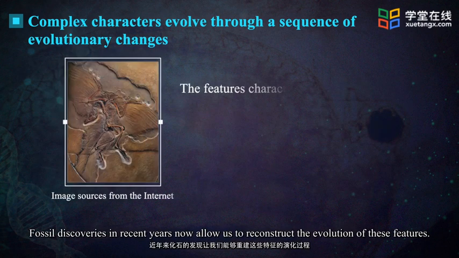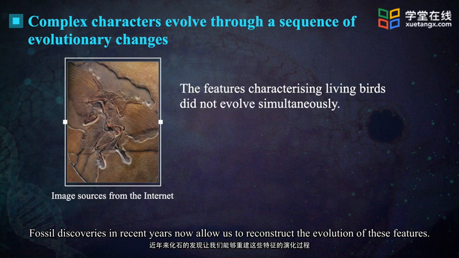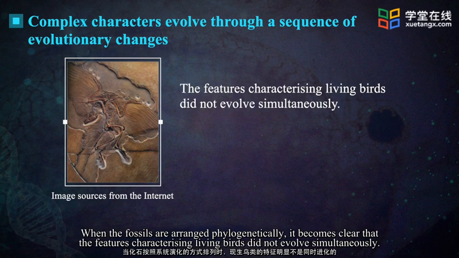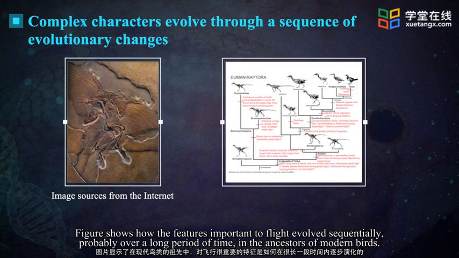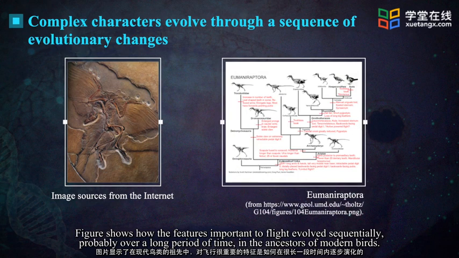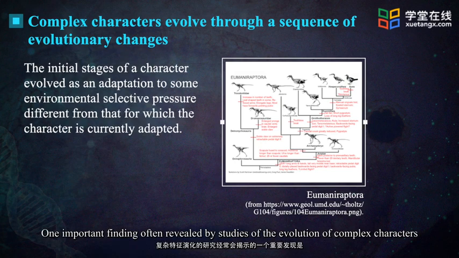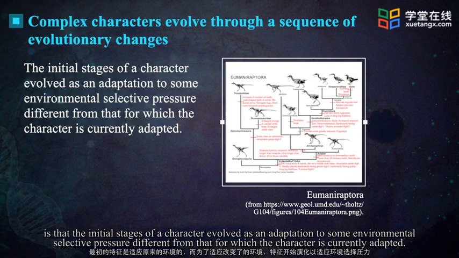Fossil discoveries in recent years now allow us to reconstruct the evolution of these features. When the fossils are arranged phylogenetically, it becomes clear that the features characterizing living birds did not evolve simultaneously. The figure shows how the features important to flight evolved sequentially, probably over a long period of time in the ancestors of modern birds.